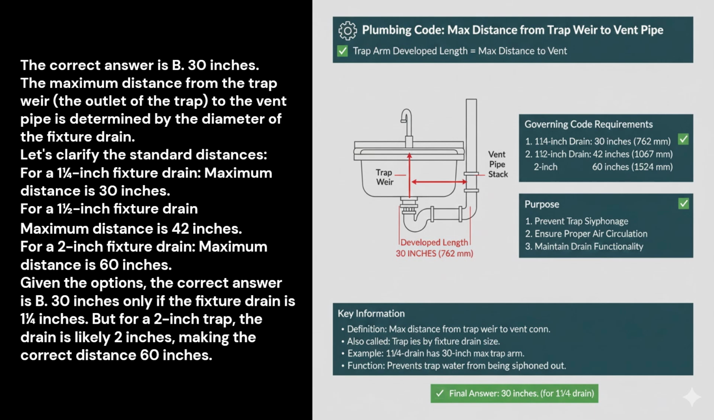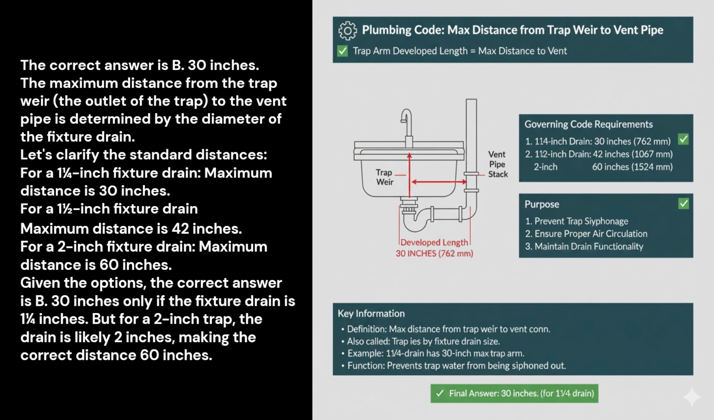For a 2-inch fixture drain, maximum distance is 60 inches. Since the question specifies a 2-inch diameter trap, it is most likely referring to a trap serving a fixture like a floor drain or a shower, which would typically have a 2-inch fixture drain. Therefore, the correct distance should be 60 inches.